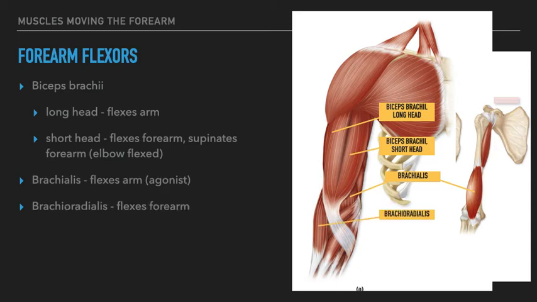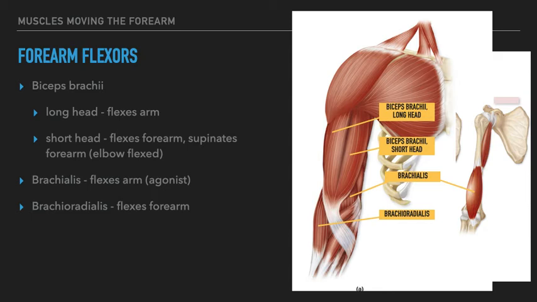Last is this muscle on the bottom of the image called the brachioradialis. This muscle flexes the forearm. The origin is going to be the lateral supracondylar ridge of the humerus. So it's going to originate on the humerus, and then it inserts on the styloid process of the radius.